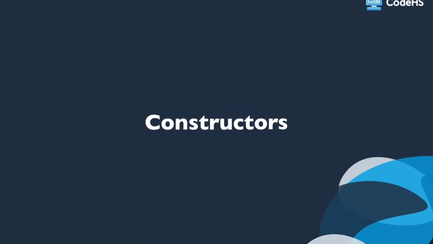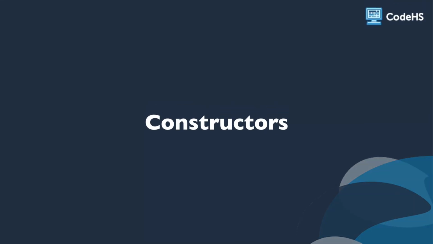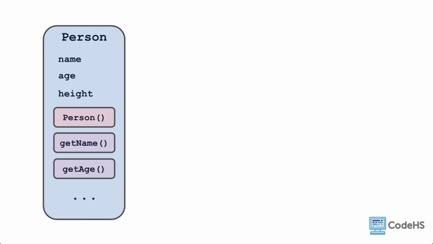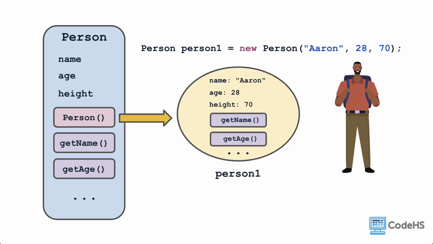Hi, in this video we are going to learn more about writing and using constructors. As you know, class constructors create objects, giving them a mix of data and behaviors, which are known as attributes and methods. For example, here is a person class with a few attributes, a constructor, and a couple of its methods. Calling the constructor will create a new person object, assigning initial values to its instance variables.